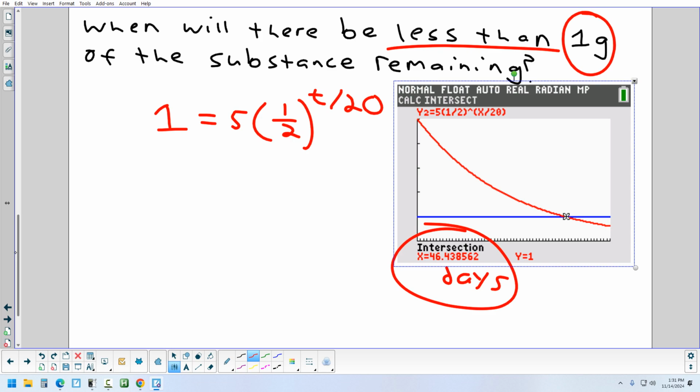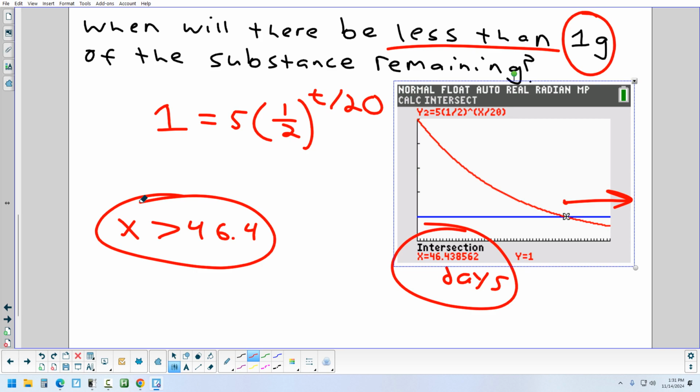Because the more days that have gone by, the more it's going to continue to decay. So anything from this point onward. Yes? So 46.5 would be the answer? I would just say anything greater than 46.4. Or if you want to go to 2 decimal places, you just have to be above that number. If you're equal to that number, you've got exactly 1 gram left. If you go past that number of days, then you're good. So greater. Any questions why it has to be greater and not equal?